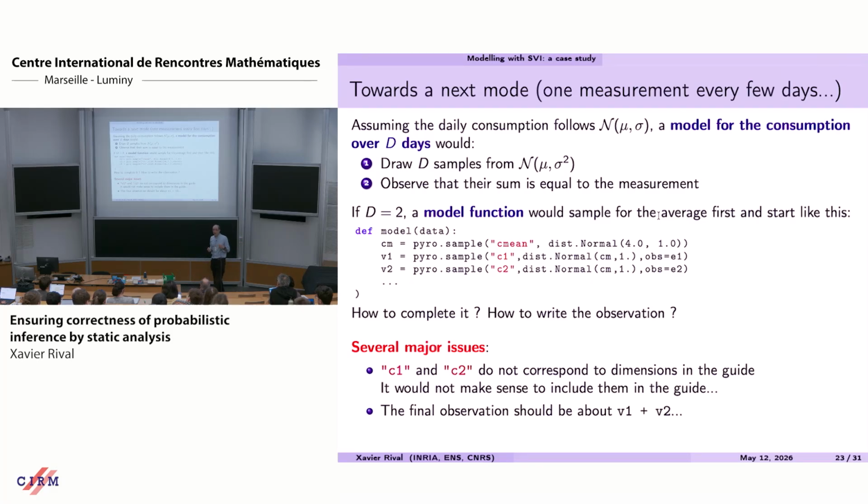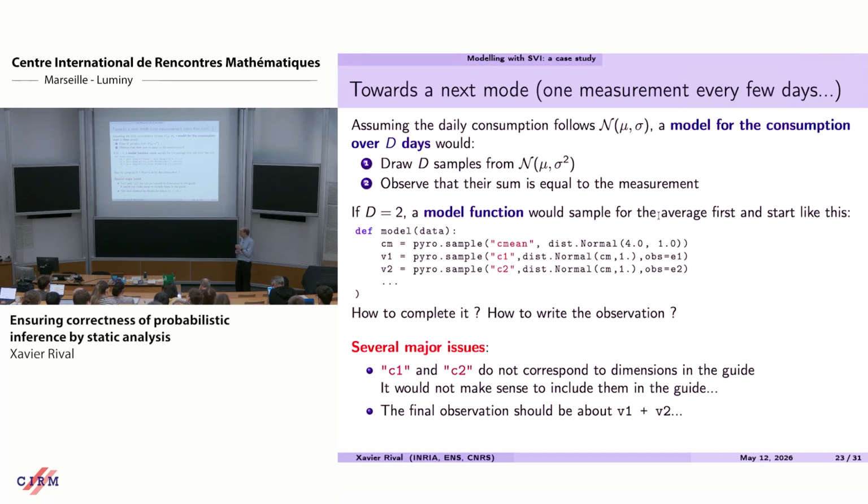my model, and SVI imposes on you that the guide and the model should have the same set of random variables. So this will actually not work ever, because you don't want to have a guide that says I try to infer the value for the first day, for the second day. So that's actually the core of the issue.